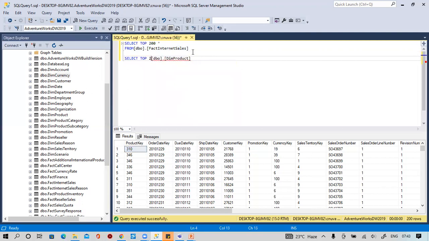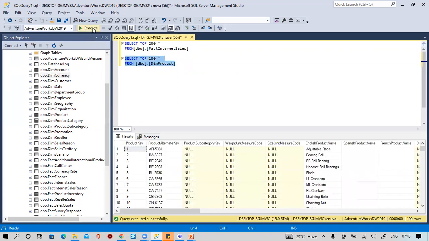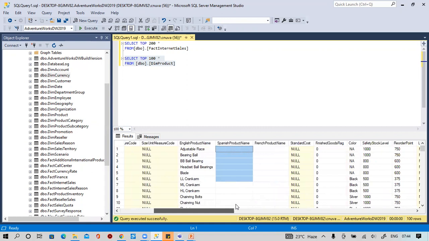Don't worry about this select top something. It's just to run and view the data. Since I have some experience with SQL, I can see this is the product key 1, 2, 3, 4, and its info in the product alternative key, and this is the product name, the English product name. This is the Spanish. Based on the business requirement, it has its information.